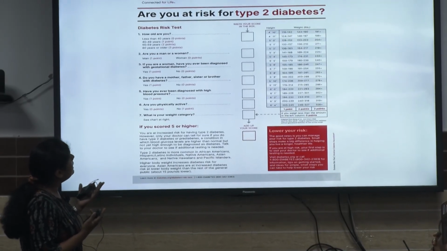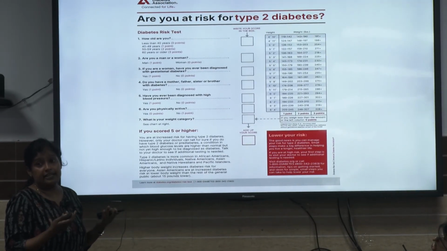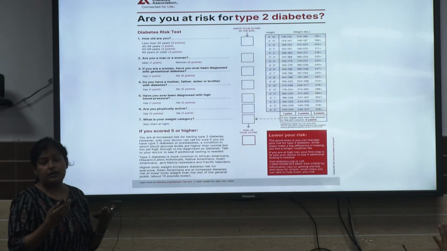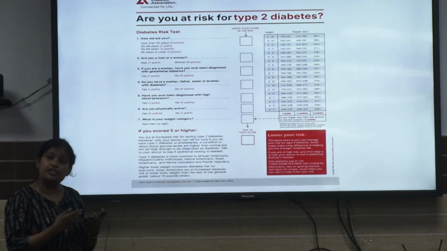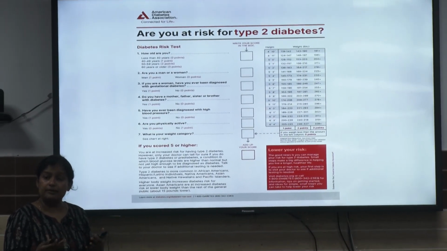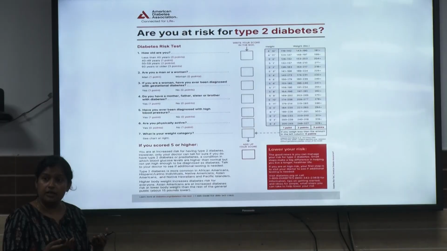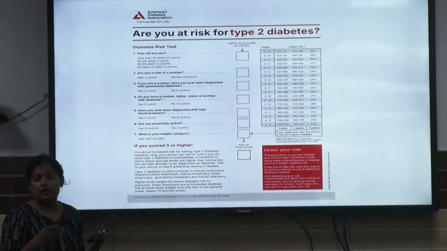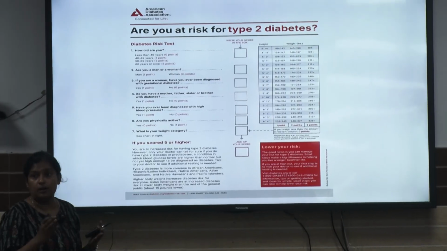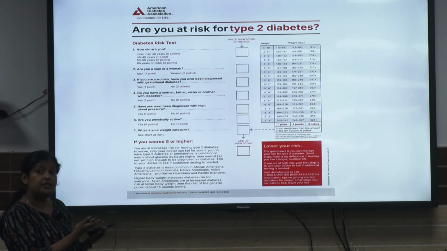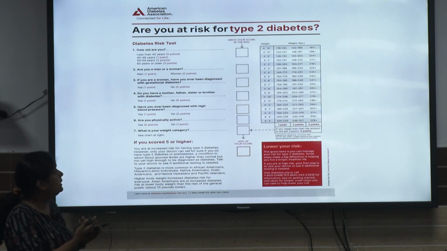And if you are a woman, have you ever been diagnosed with gestational diabetes? Anybody who has been diagnosed with raised blood sugars during pregnancy, or gestational diabetes, it is advisable that 4 to 12 weeks post delivery they should be further evaluated, and if the evaluation is normal, they should be on a follow-up every year to rule out whether they are developing diabetes or not. So if there has been a history of gestational diabetes, the person gets a score of 1.